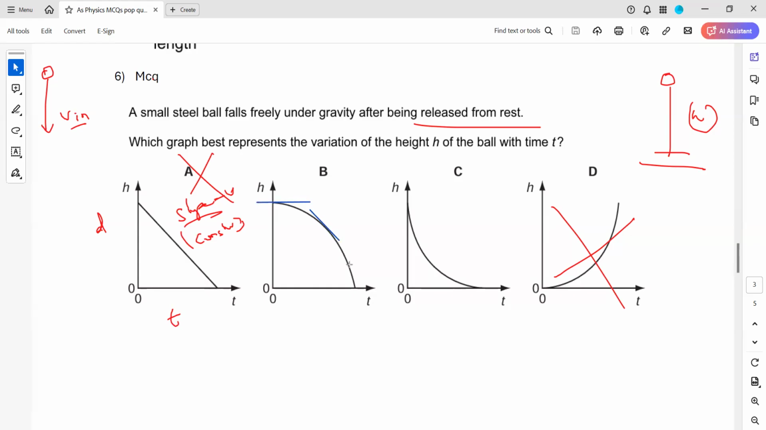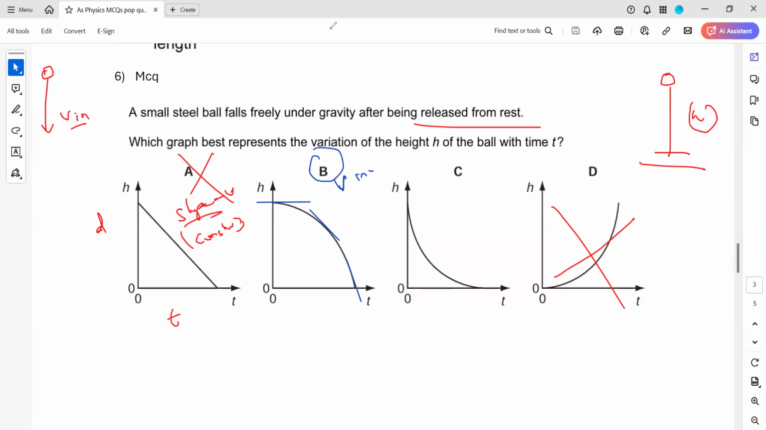What happened to the slope? Is it increasing or decreasing? What happened to the slope? So the slope is increasing, the value. So if the slope is increasing, it's a height and time graph, where the slope represents the velocity. So velocity is increasing. That's why B will be the right answer.